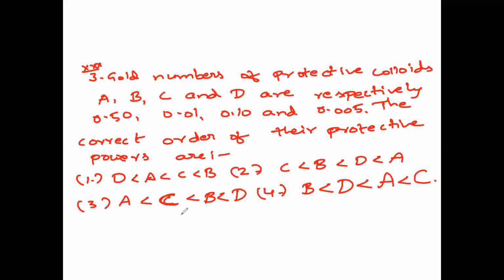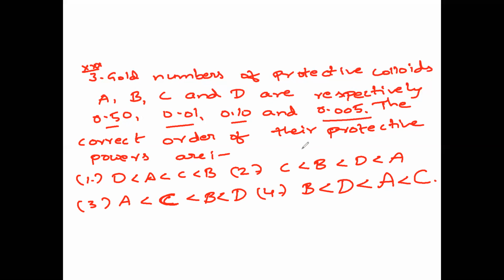Now, we already know that as lyophobic sols are unstable, we need to add some lyophilic colloids to form a protective layer on the lyophobic sol, so as to prevent coagulation, and that is measured as the gold number. So gold numbers are given for protective colloids, and here they are given for A, B, C and D. These are four different protective colloids having gold numbers 0.50, 0.01, 0.10 and 0.005.